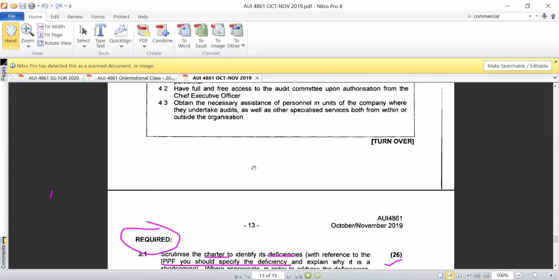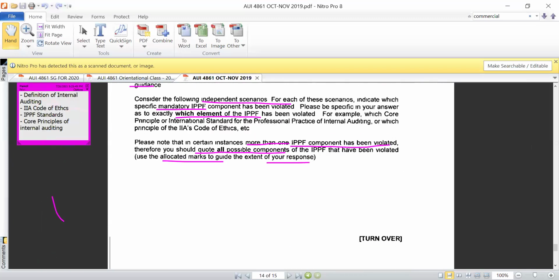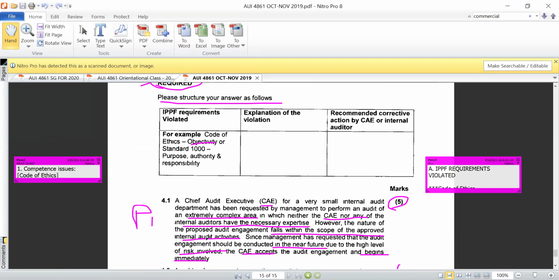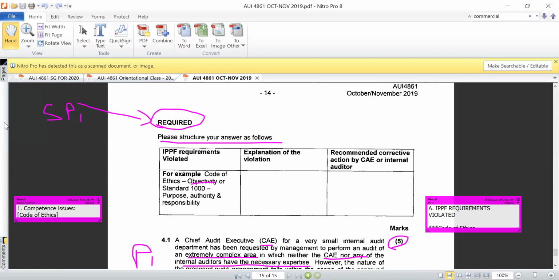Now, question 4, I just want to show you something because it's going to be quicker to do question 4 before I switch to question 3. Question 4 looks very familiar. If you did AUI 3701 with UNISA, you are probably familiar with what is happening here. So in the required section, they say, please structure your answer as follows. So that is your starting point.